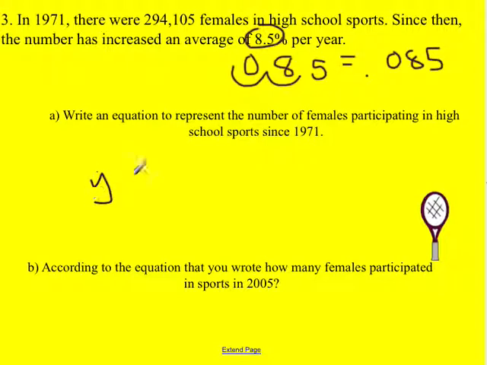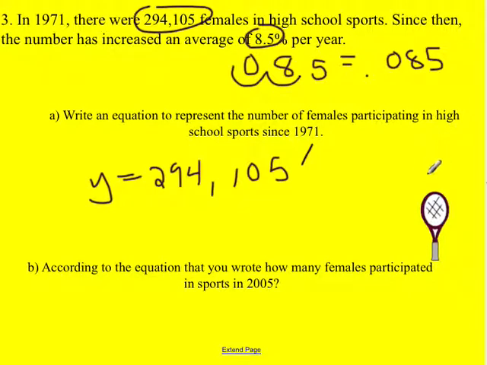Now let's go ahead and write an equation. My C value is how many females we started with, which is 294,105. And then I want to do 1 plus my rate. So I'm going to do 1 plus 0.085. And as of right now, that's being raised to the t power because I'm just first writing out the equation. I don't actually know what t is quite yet.